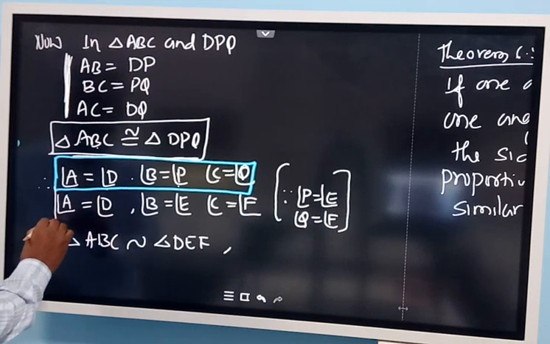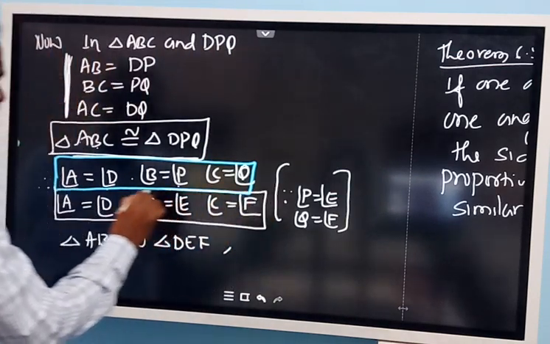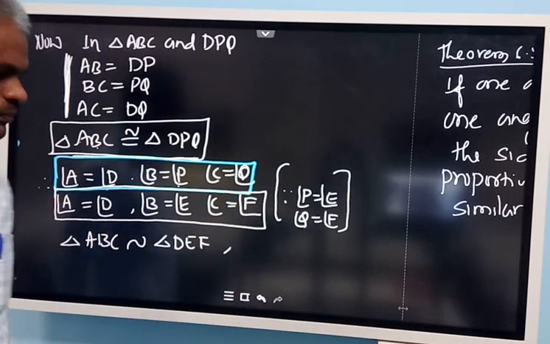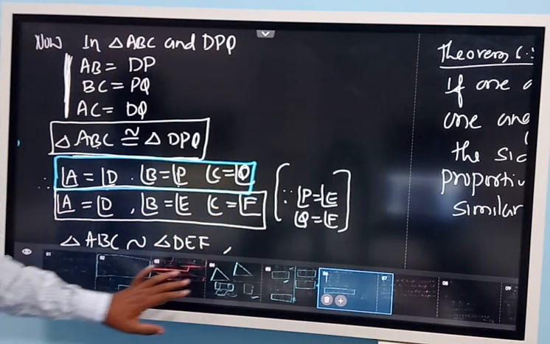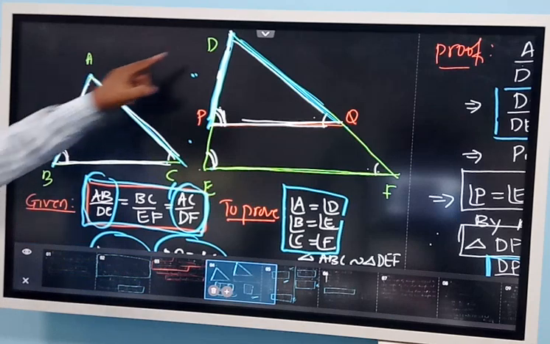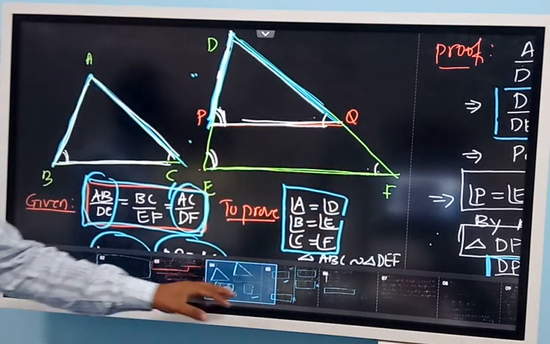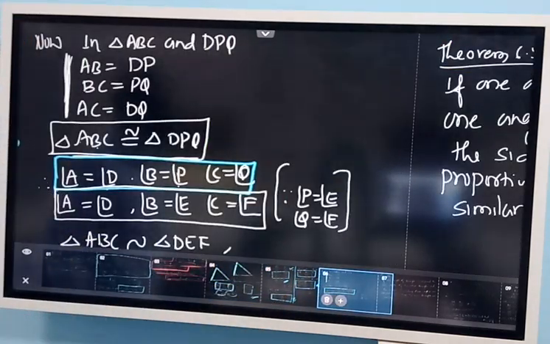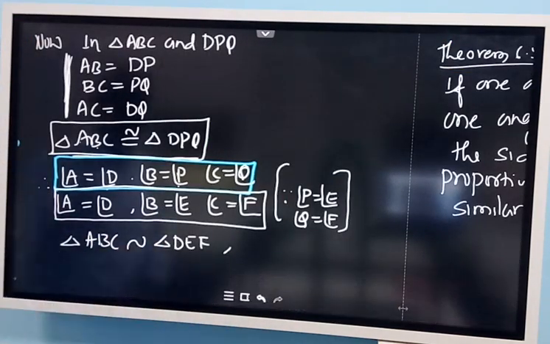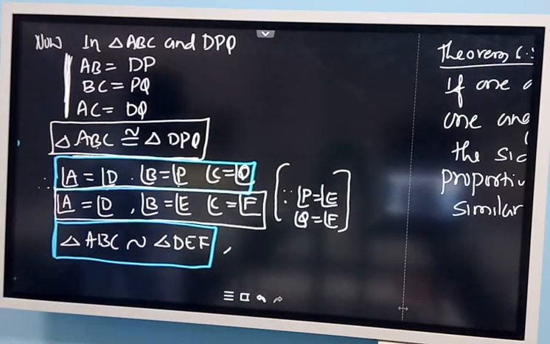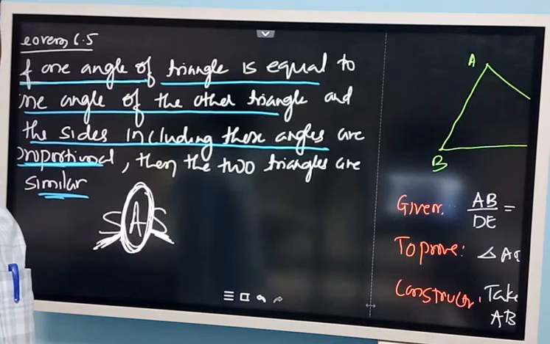So we got all the three angles equal. A is equal to D, B is equal to E, C is equal to F. In this triangle, if three angles are equal, I can write the triangles are similar. So ABC is similar to DEF. Is it clear? We proved that ABC is similar to DEF. So you understood now this theorem.